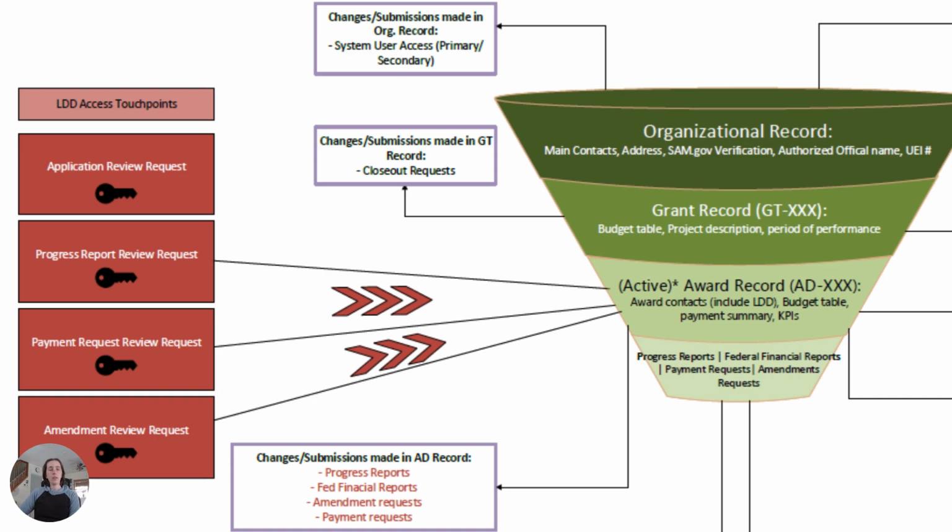Once they get that review request, as long as that review request stays open, they are able to go in through that progress report or amendment request, review what you've entered, edit anything in there, add files to those records, but then they can also navigate to your award record and up to your grant record and look at anything else that you have. And we will go over what they have access to and what they can see.